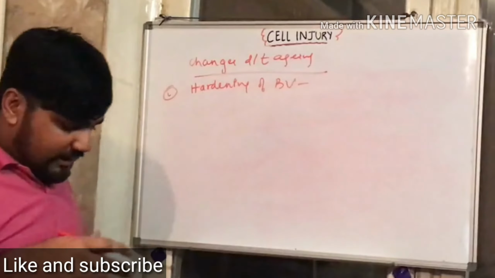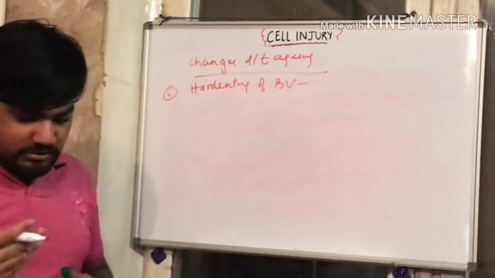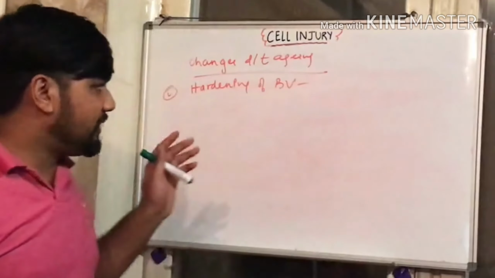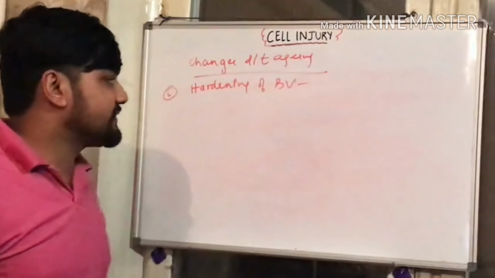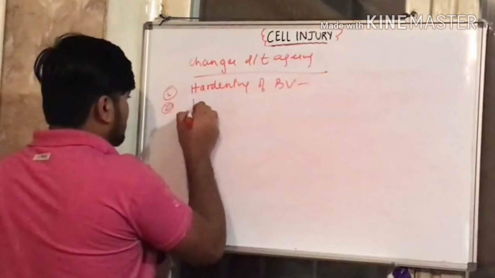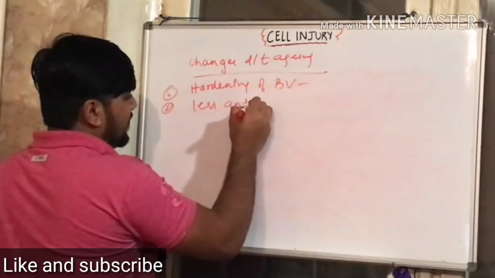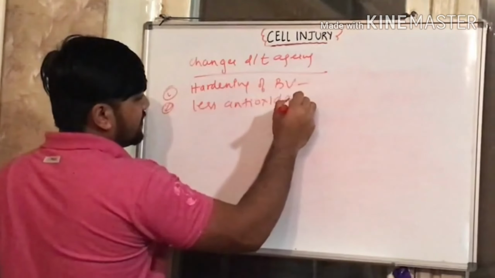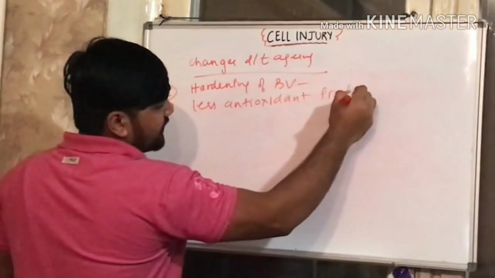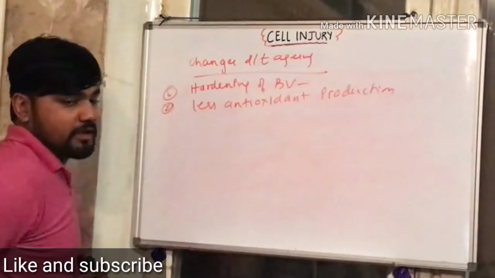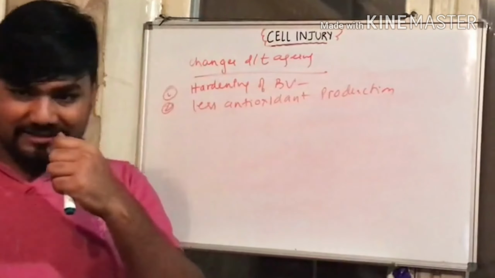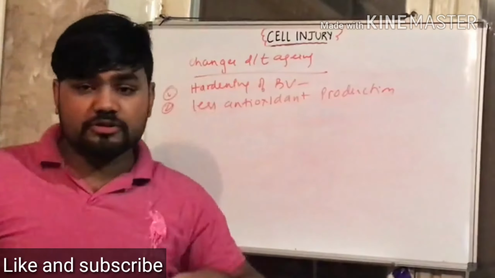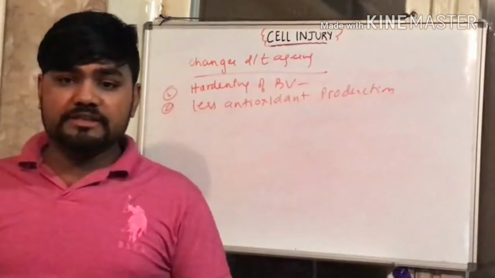As the age increases, like you can say that in old age there is hardening of blood vessels, that is decrease in elasticity of the blood vessels. Okay, second one is less antioxidant production. This is the reason why we are taking antioxidants to prolong our age. So why do we need antioxidants? Because there is less antioxidant production, so we need antioxidants to prolong our aging.